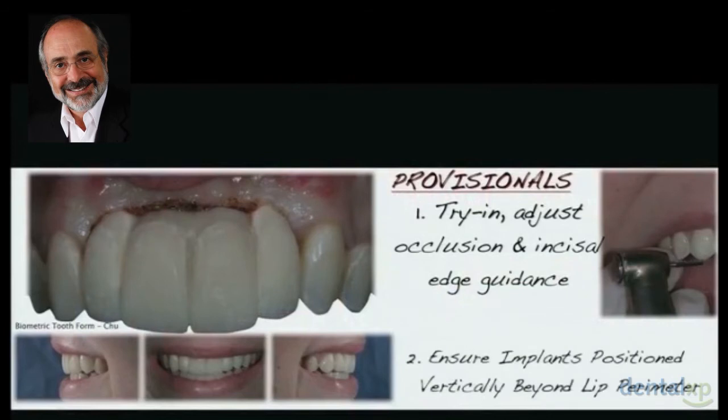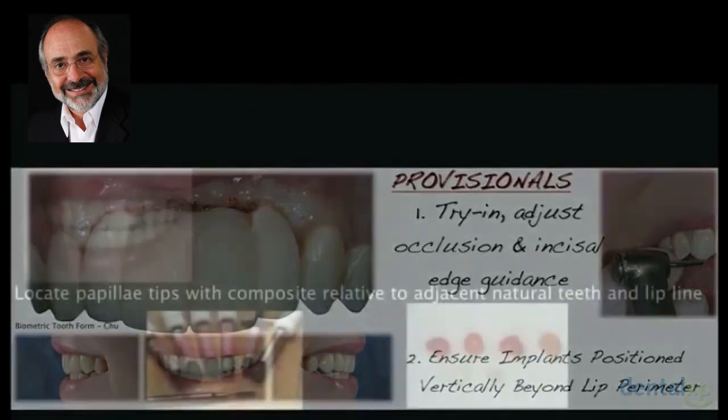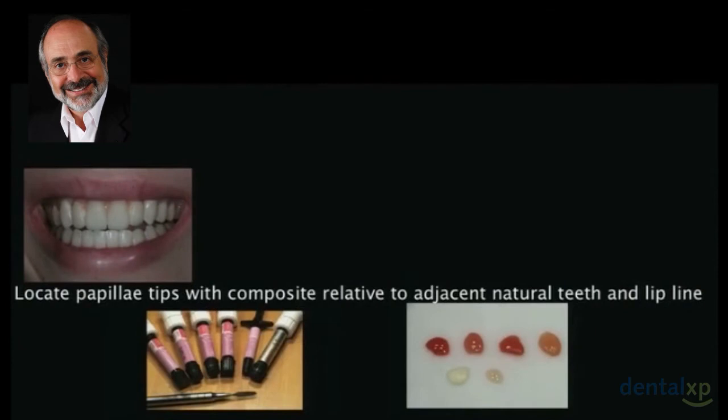So what we're going to do at this phase is I just want to ensure the implants are high enough up. And you can see I've even further flattened it because there was some tissue, to ensure she can't see it beyond the lip perimeter. And I'll just adjust the occlusion, the incisal guidance, that's it. Now we'll put the papillae tips in.